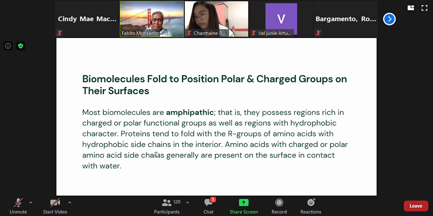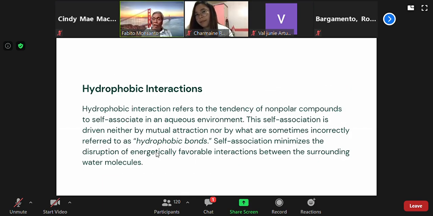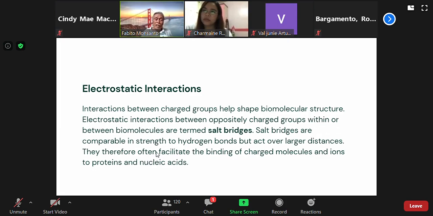So we call that hydrophobic interactions. That is also what we call a non-covalent bond. Hydrophobic interaction. Then we have electrostatic interactions.